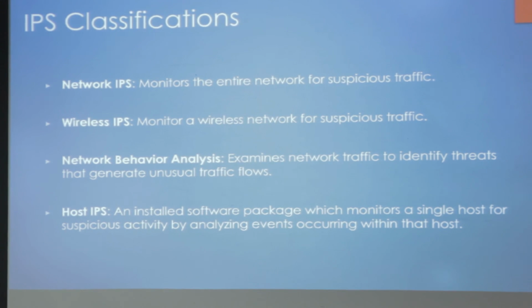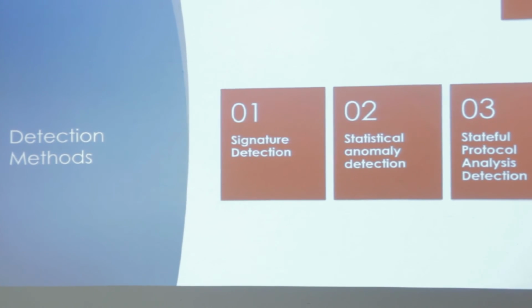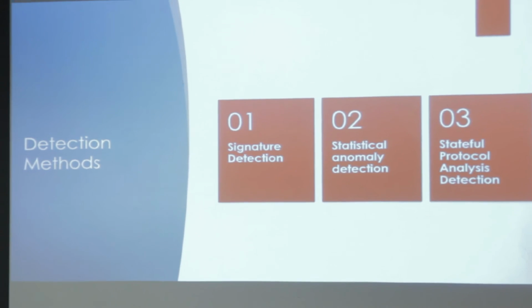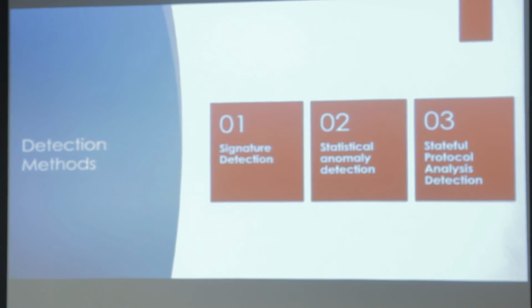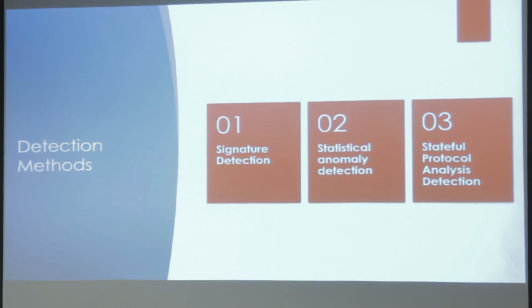So there are 3 different detection methods that are the primary source. There's signature detection, where they monitor packets in the network and then compare them with pre-configured and predetermined attack patterns known as signatures. There's also statistical anomaly detection, right? This is where you monitor network traffic and compare it against an established baseline.